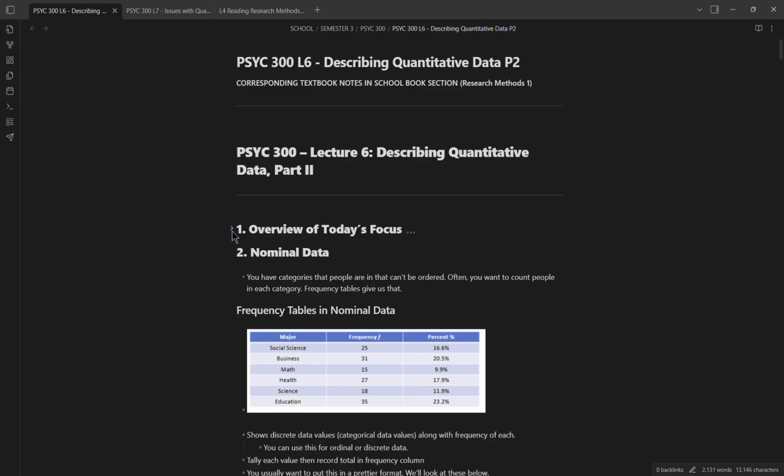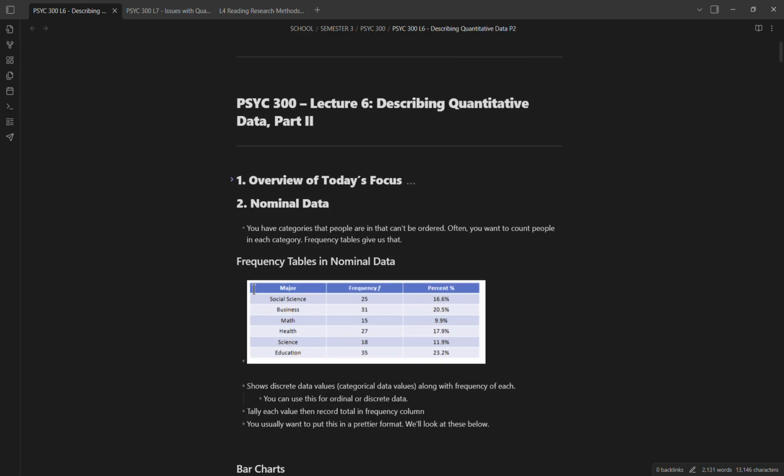Let's get into it. So, nominal data. Again, remember, we have our levels of measurement. We have nominal, ordinal, interval, and ratio. Right now we're looking at nominal. So again, nominal, we have categories that people are in that can't be ordered. Often you want to count people in each category. Frequency tables give us the ability to do that in a nice little table way.